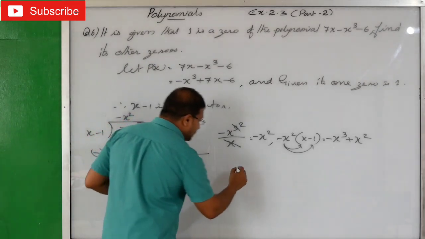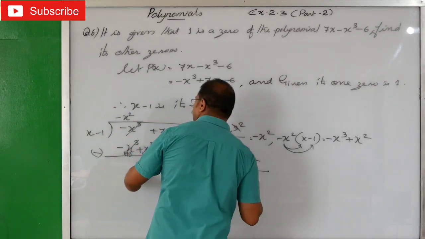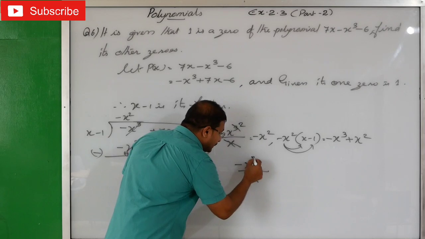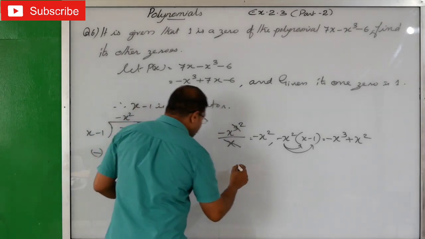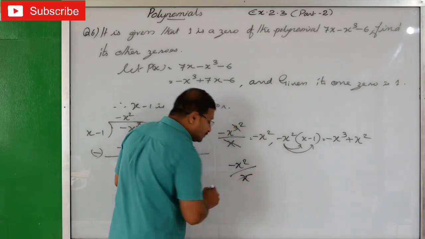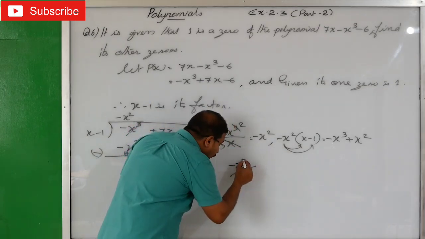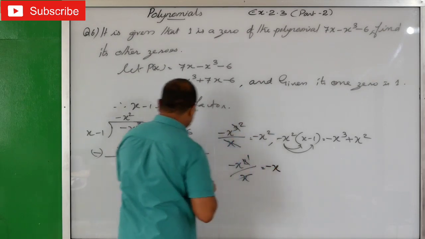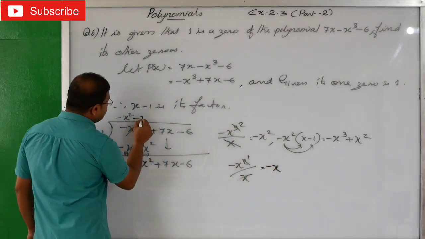Now, here the first term is minus x square divided by x. x will cancel with x square one time. Minus x square divided by x: of the two x's, one will cancel. So the balance is minus x. So we'll write here minus x.